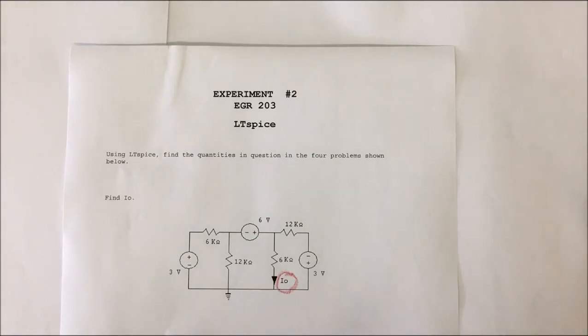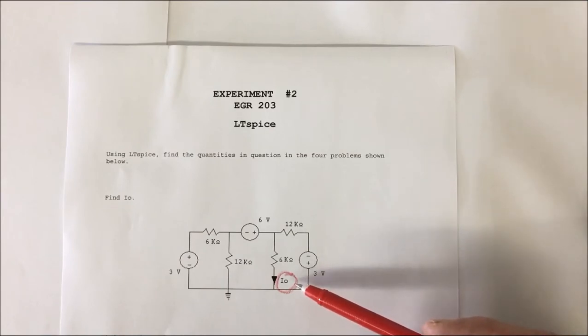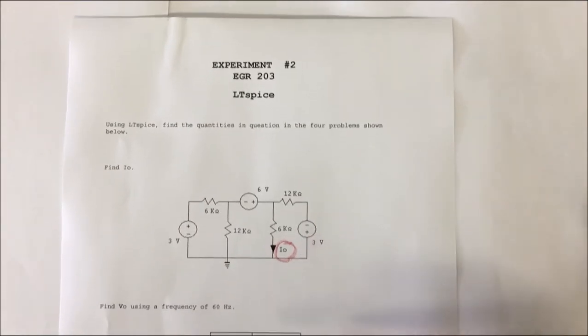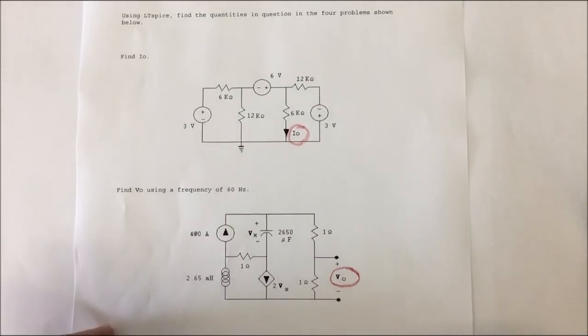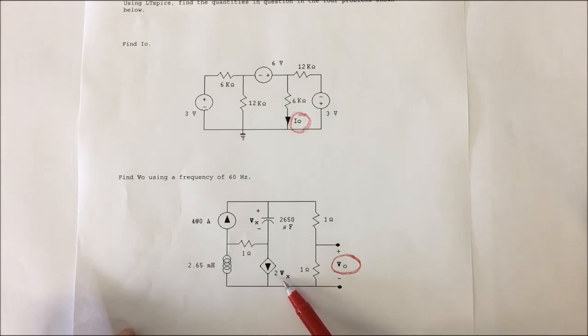Let's look at this. You've got 4 problems that represent different types of material. The first problem is a DC problem, and you're asked to find the current I0, which should be pretty straightforward. The second problem is an AC problem. A typical AC problem, spiced up a little bit with a voltage-controlled current source, and you're looking for this voltage out here, V0.